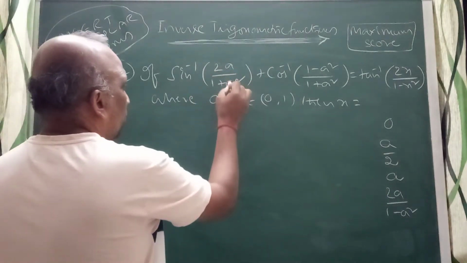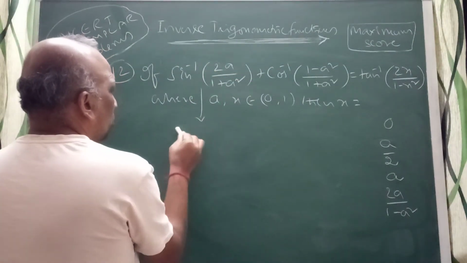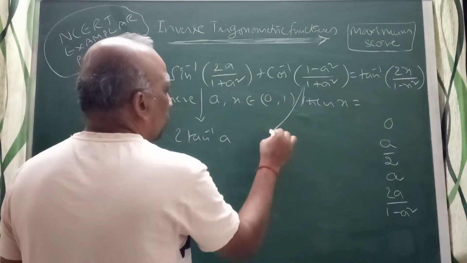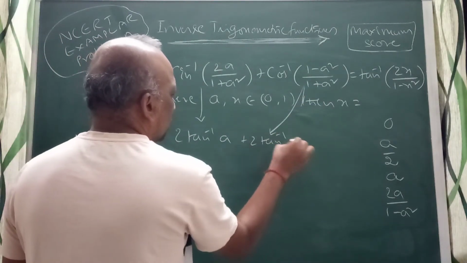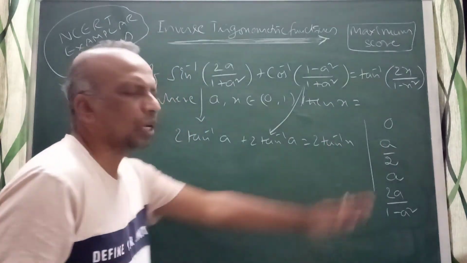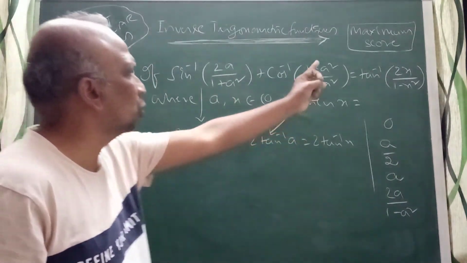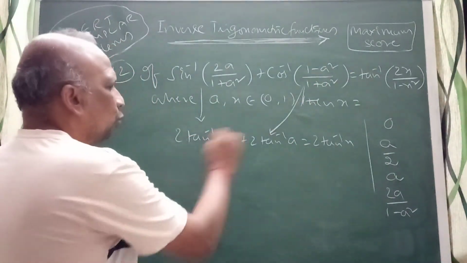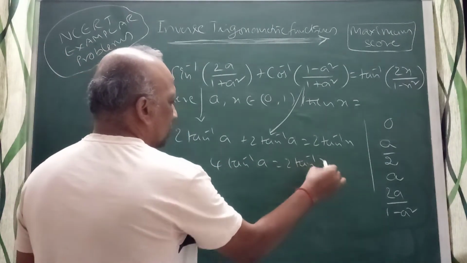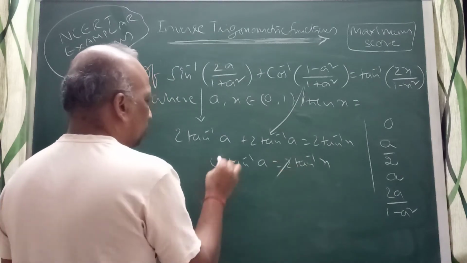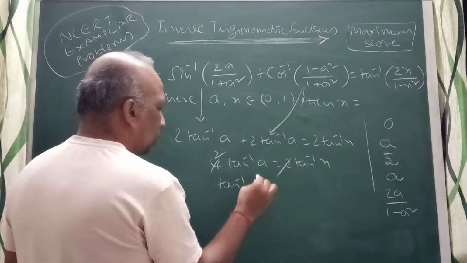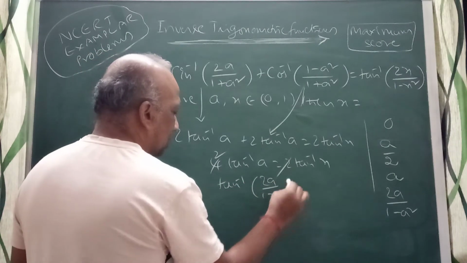This is sin inverse of 2a by 1 plus a square. So this will be equal to 2 tan inverse a, which is equal to 2 tan inverse x. These are the options they are given. 2 tan inverse a plus 2 tan inverse a is equal to 2 tan inverse x. 4 tan inverse a equal to 2 tan inverse of x. There is an x value. 2 tan inverse a means tan inverse of 2a by 1 minus a square.